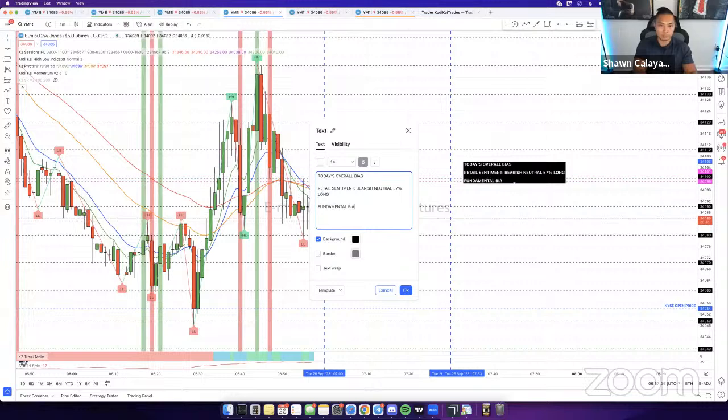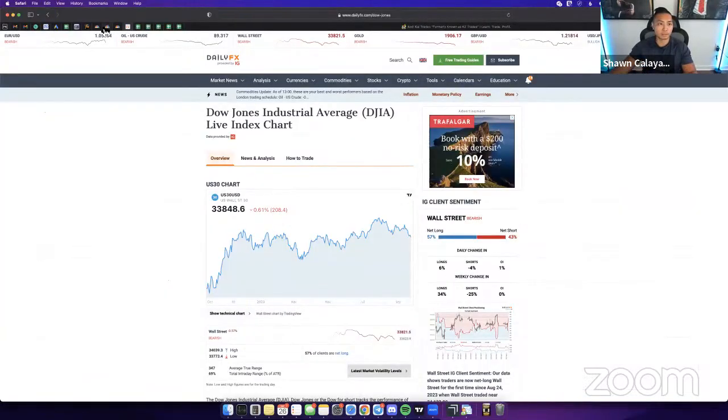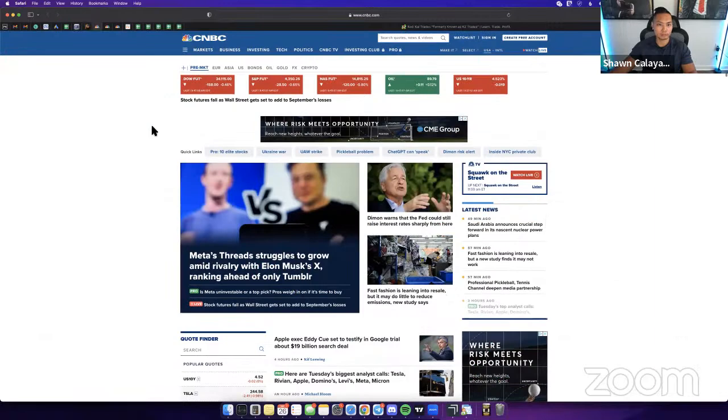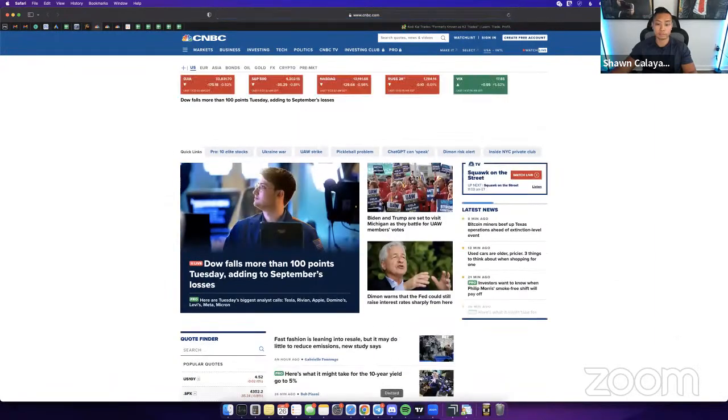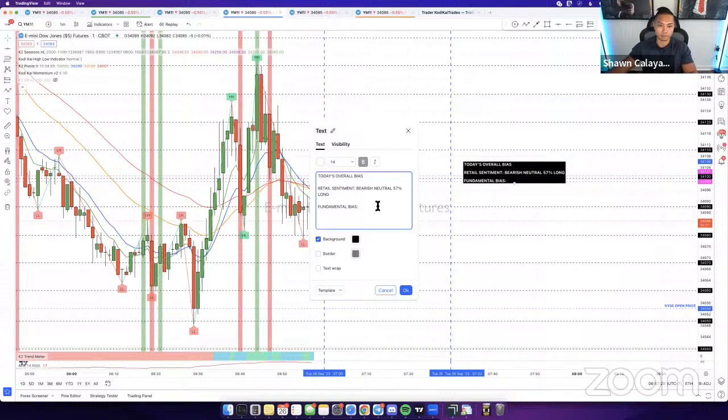Fundamental bias, let's take a look at that real quick. Fundamental bias over here is currently 175 points red. So this is bearish right now. Bearish, negative 175 points.